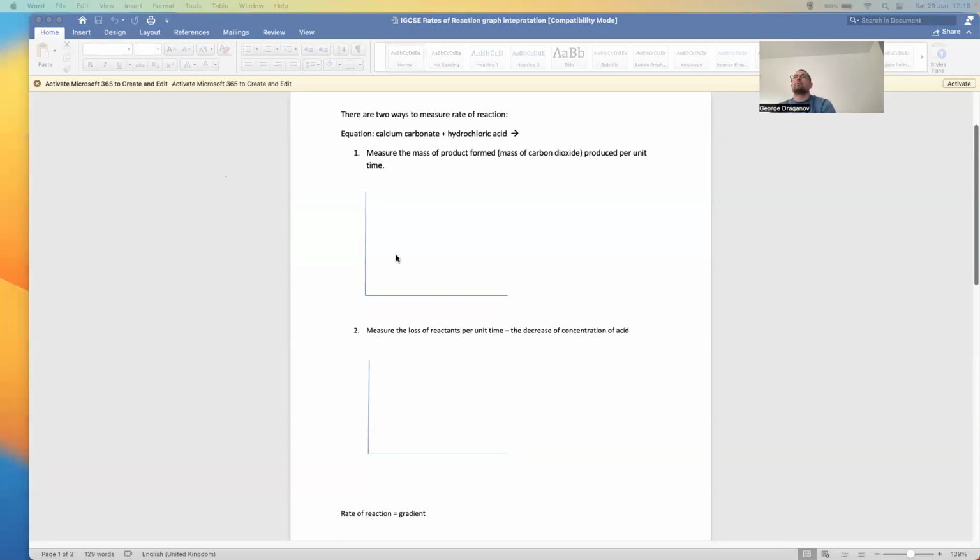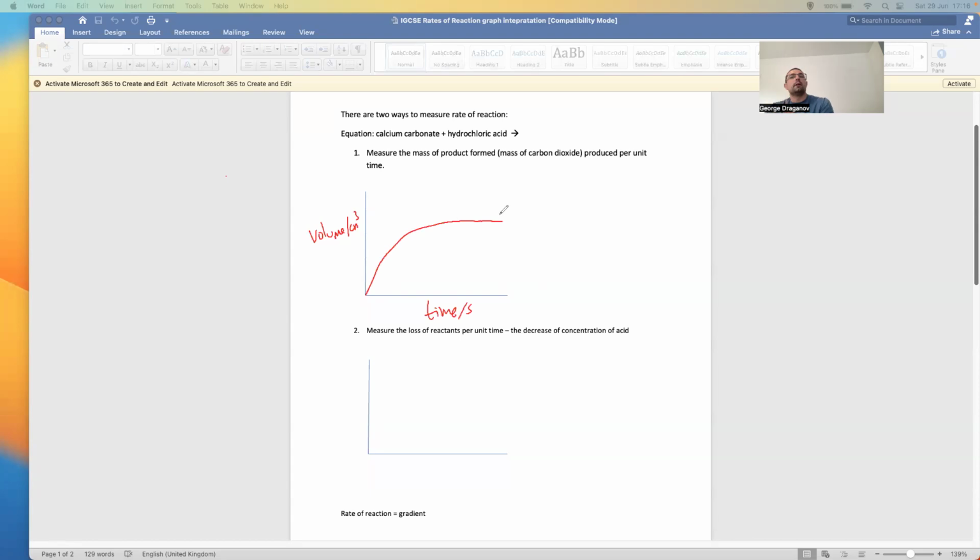So suppose you have calcium carbonate plus hydrochloric acid. What does it make? We've been over this before. It makes calcium chloride plus water plus CO2, carbon dioxide. So we could measure the mass or the volume of CO2 formed. So let's put volume here. We could connect a gas syringe, and we could put time here in seconds. A graph would look like this.